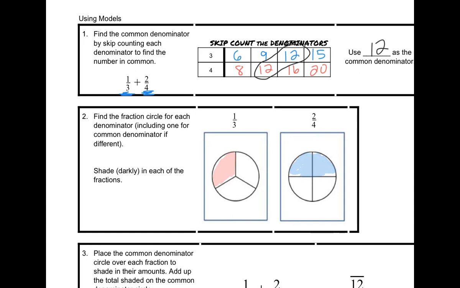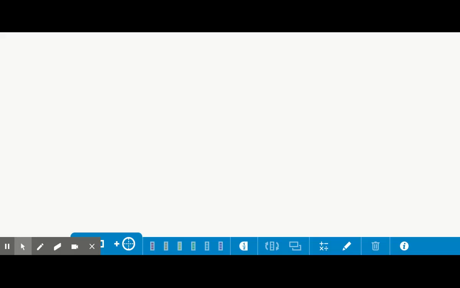And then this is where our common denominator comes in. I need a third circle that is divided into 12 parts. I'm going to put my 12-part circle over this, first over the 1/3, and I'm going to shade as many parts of that 12-part circle, and then rotate it and shade the remaining parts with my 2/4. So I'm going to go to the online tool to show you how this works.